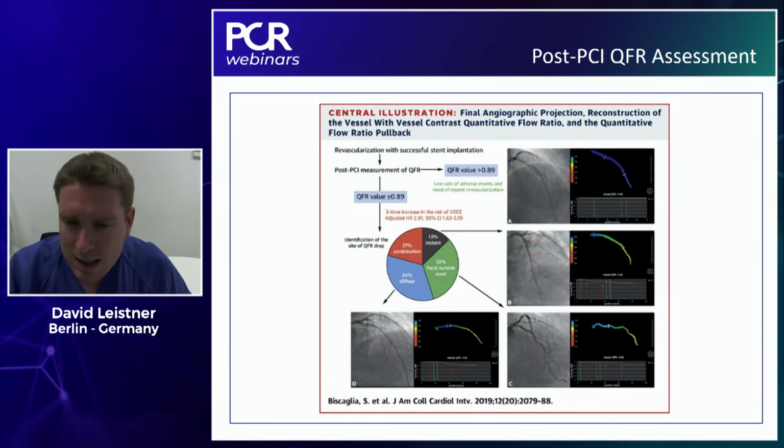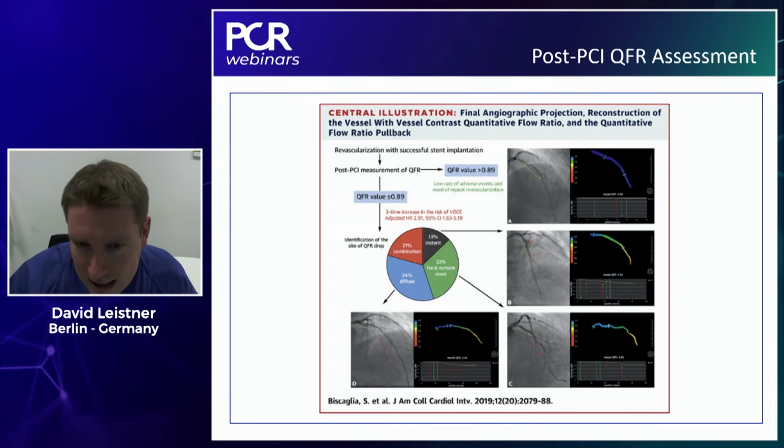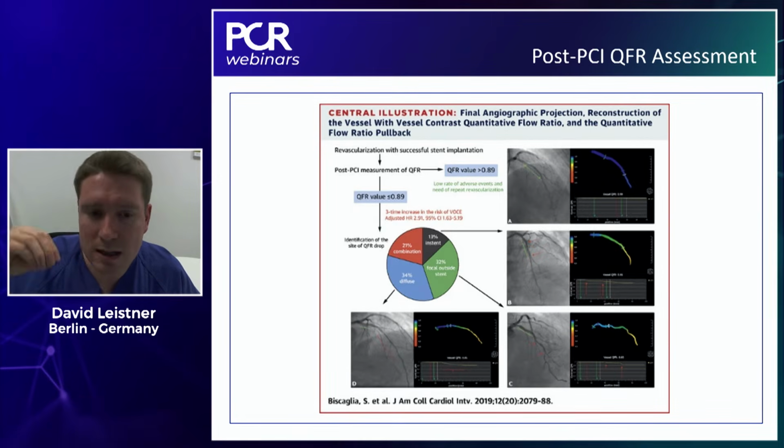And there's also a very recent study from Italy. They investigated exactly this, and what they found are two main points. On the one hand, if you have a post-PCI QFR value over 0.89, you can be sure that there will be no adverse event in the follow-up time of, in this study, 2 years. But if you have, as in our case, a QFR value below 0.89, you have a threefold increased risk of a vessel-oriented clinical endpoint, of an adverse event in the vessel you treated.